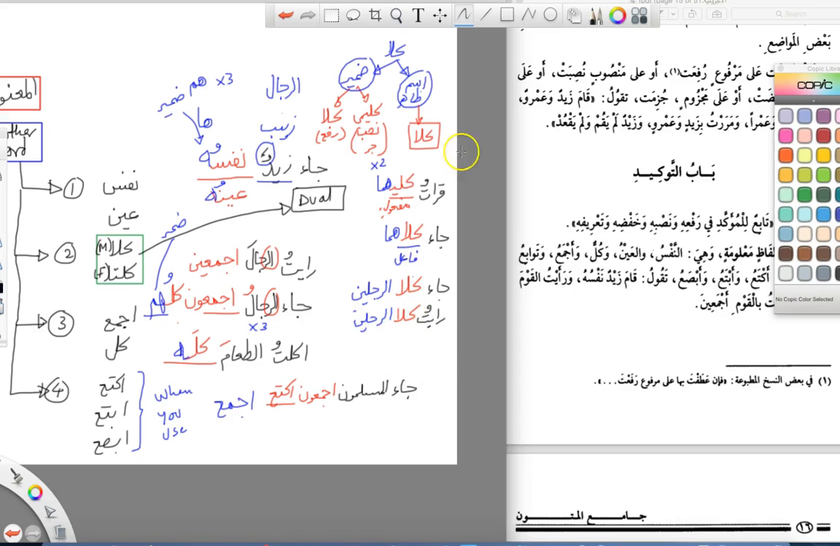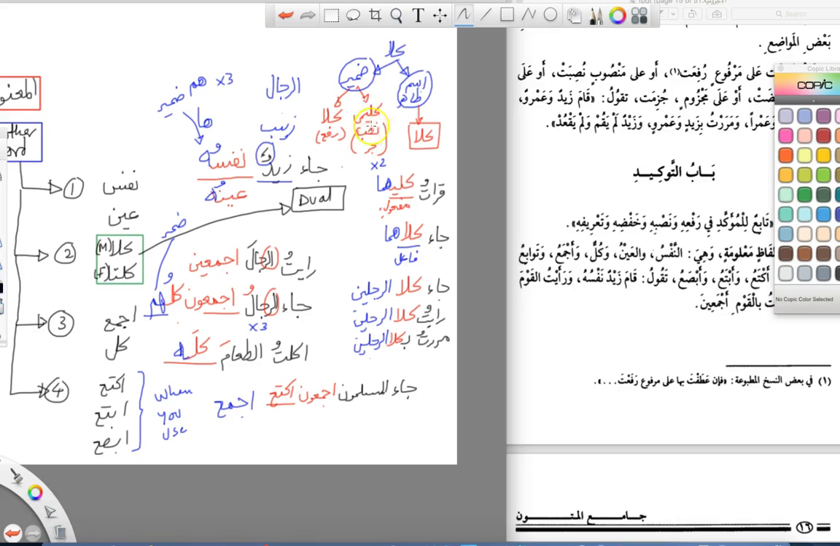Yeah, kila, it's in the rafa state. It's mabni, but we don't call it rafa. But I'm just writing that there, just to show you that rafa state there. Yeah, so it's like that. And marartu, I pass by, marartu bi kila ar-rajulain, again same thing. Yeah, so that's all you have to remember about the dual one.